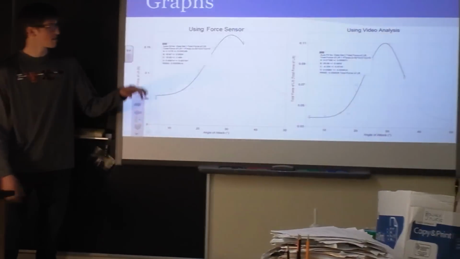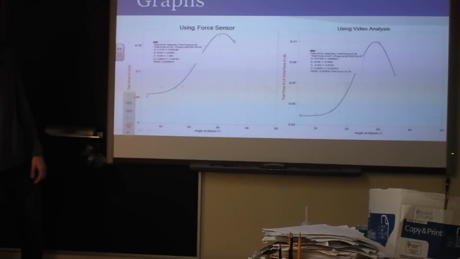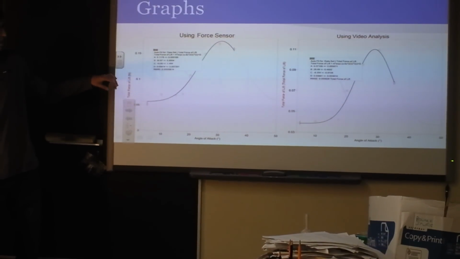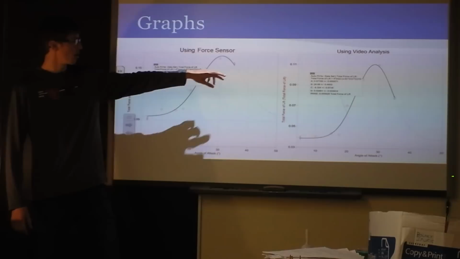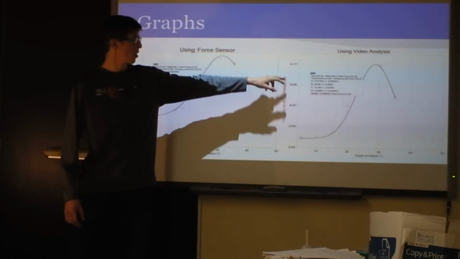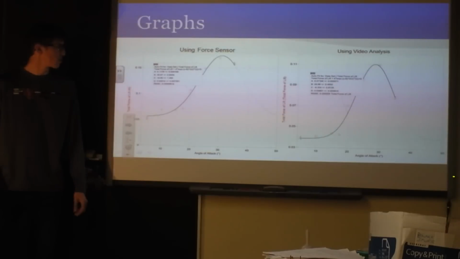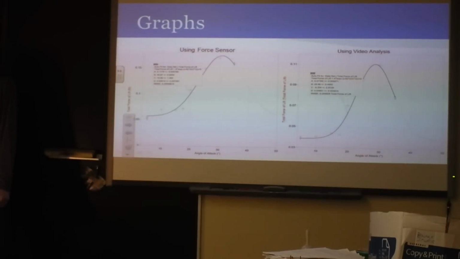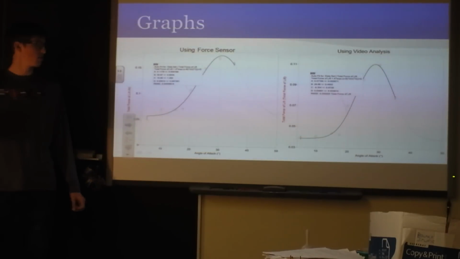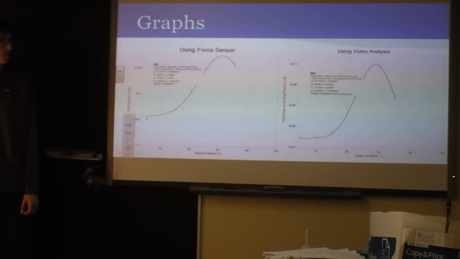So these are 2 graphs using video analysis and a force sensor. And as you can see, our peak was about 0.11 newtons for video analysis and like 0.17 newtons using the force sensor. So somewhere in there we lost quite a bit of force, and that was due to the friction.